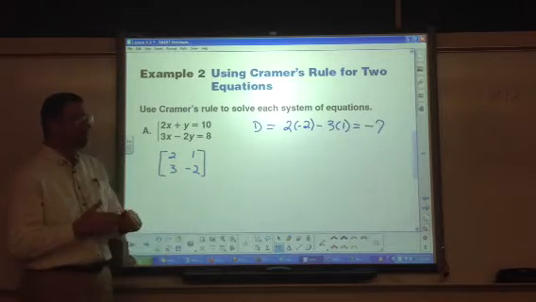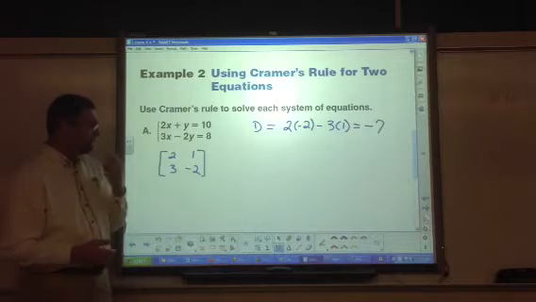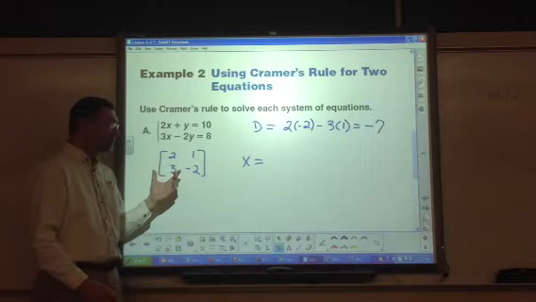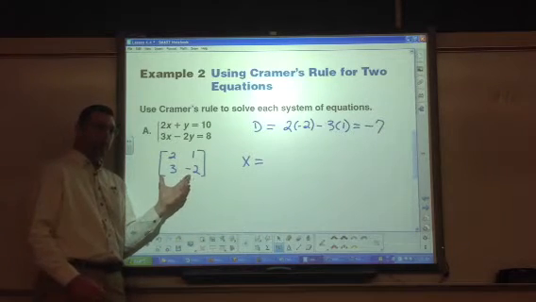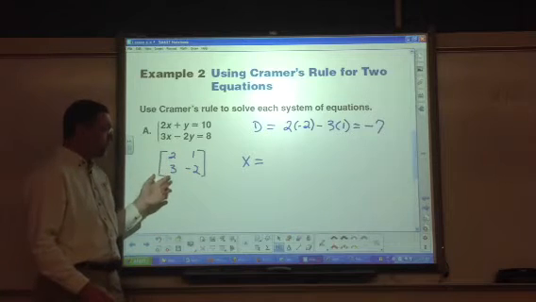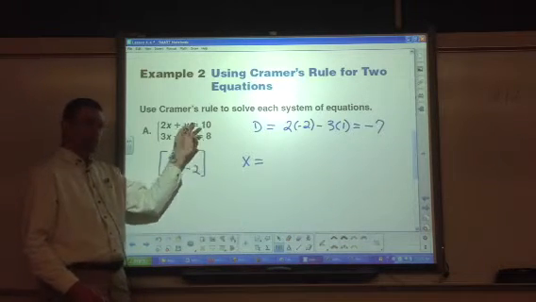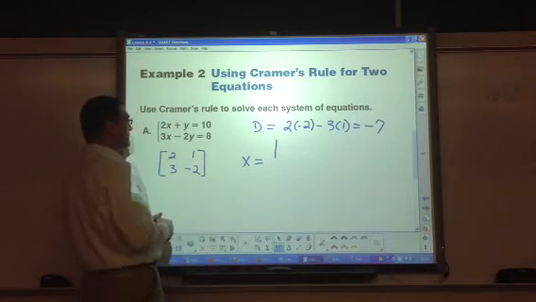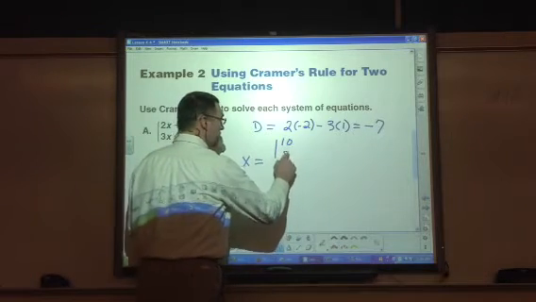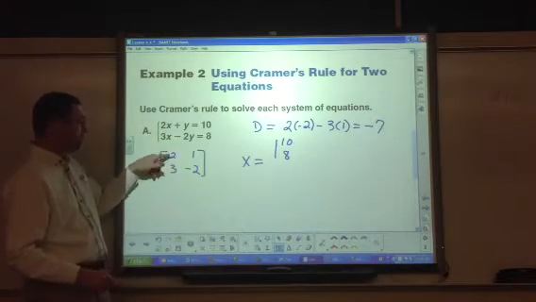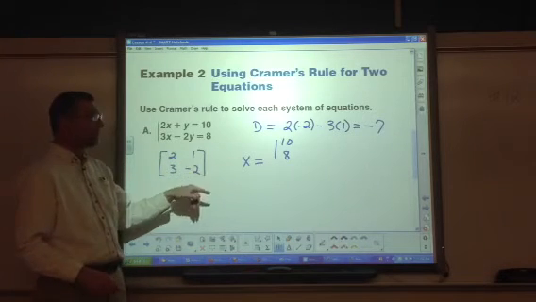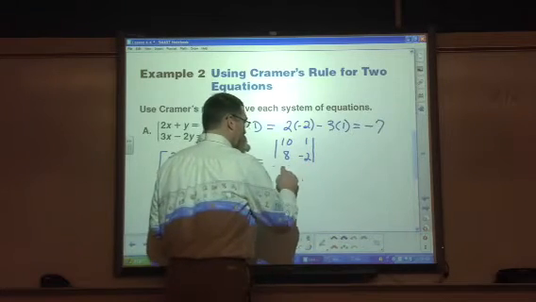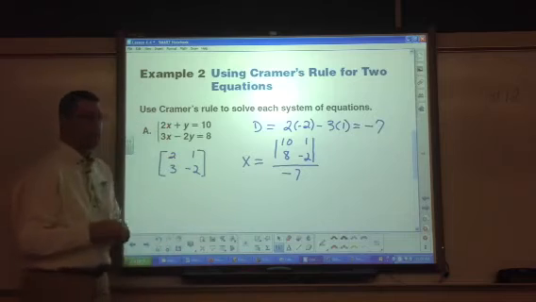So now, to find x and y. To find x, we are going to use our coefficient matrix in the numerator, except we're going to replace the coefficients of x with the constants. So in the numerator, we're using the determinant notation. We replace the coefficients of x, so we're replacing 2 and 3 with 10 and 8. And then we keep the coefficients of y, 1 and negative 2. And then the determinant goes in the denominator.